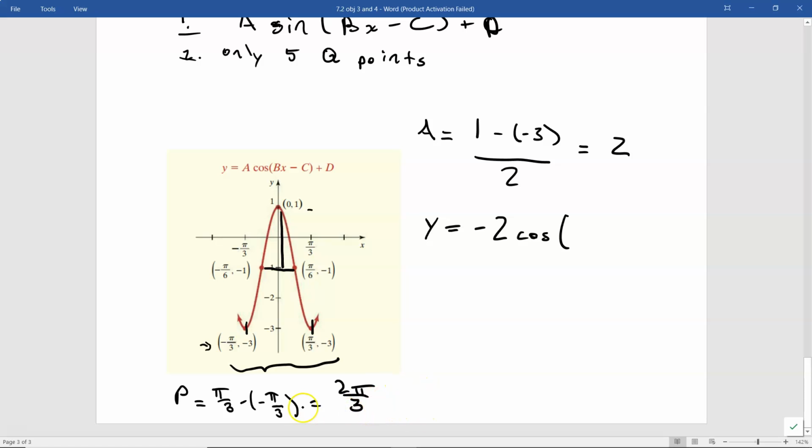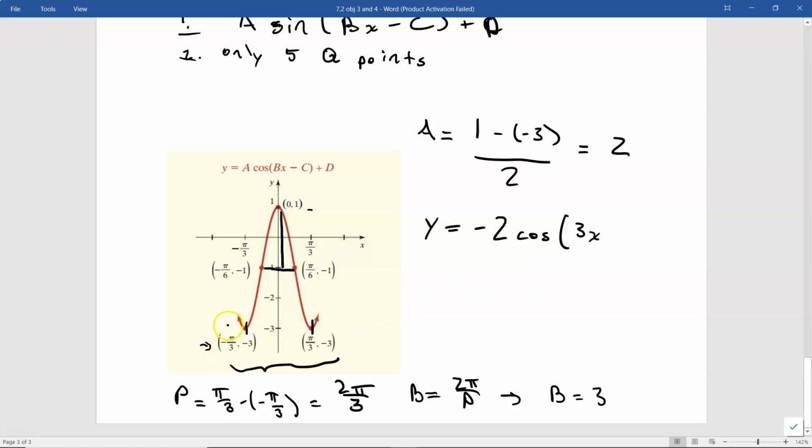So remember that the period, or maybe I should say b, is 2 pi divided by the period, right? The period is found by taking 2 pi and dividing it by b. So hopefully you can see right now that our b is going to be equal to 3. So that's going to be 3x.